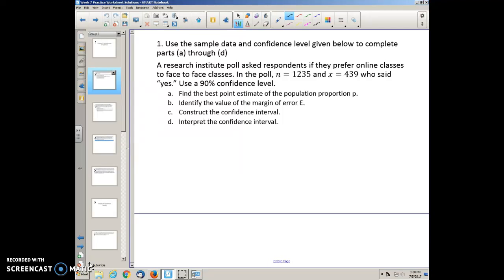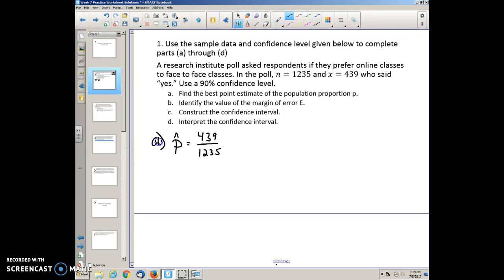A. Find the best point estimate of the population proportion P. In this case, we have a sample proportion P hat, which is 439 over 1235, and that right now is the best estimate of the population proportion P. That is approximately 0.3555, so you can say approximately 36% state that they prefer online classes. We're going to work with exact fractions though, so that our numbers come out better.